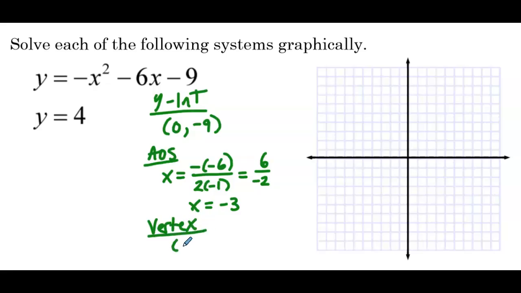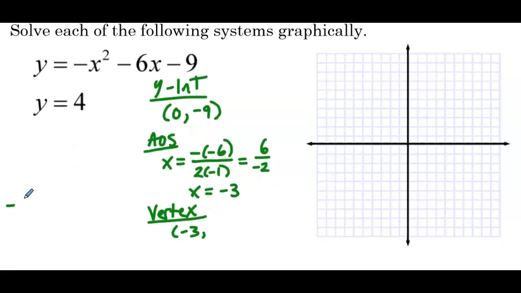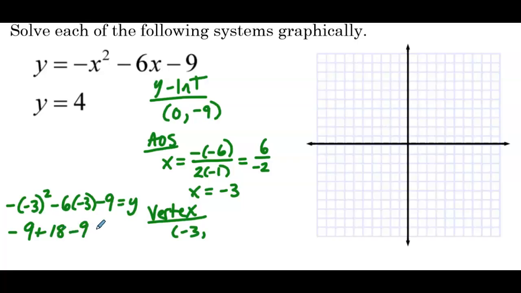So our vertex is the point negative 3, comma. This one I'm going to plug in. So the negation of negative 3 squared, minus 6 times negative 3, minus 9, that's equal to the y value. So we have negative 9 plus 18 minus 9 equals y. So that's 0 equals y. So negative 3, 0.